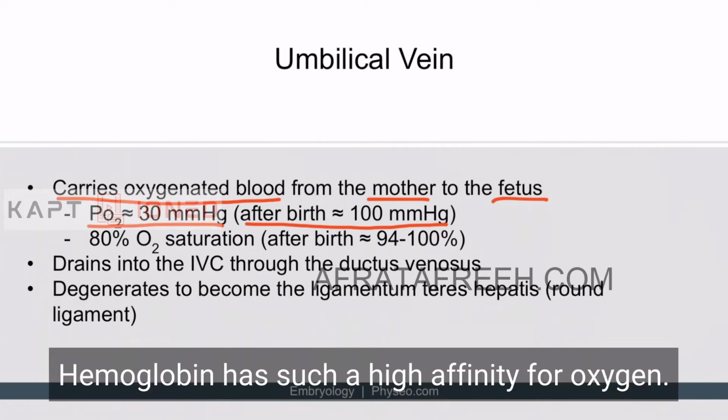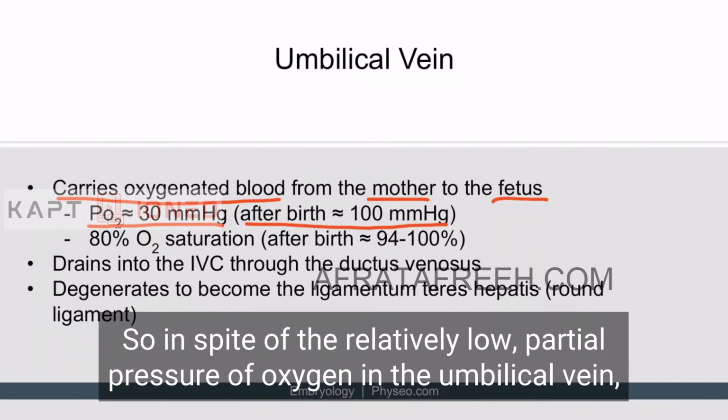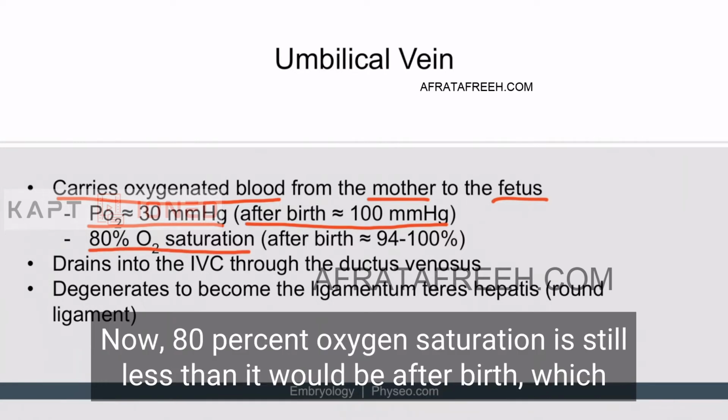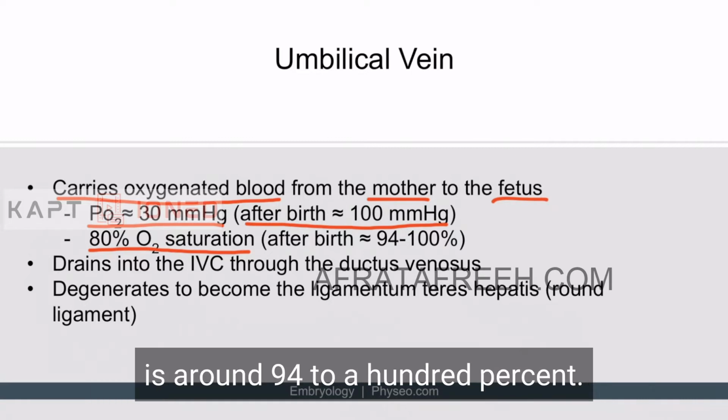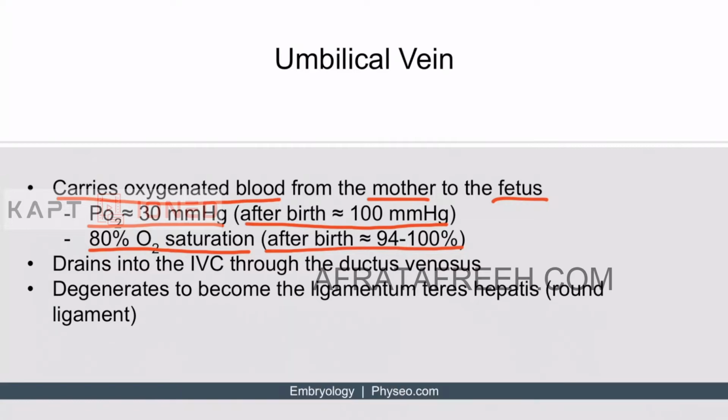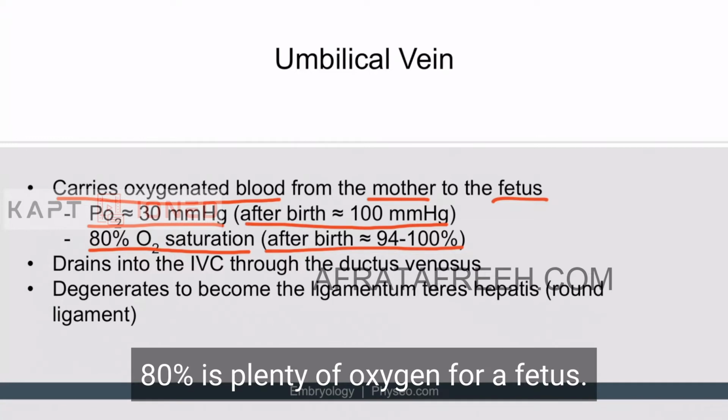However, fetal hemoglobin has such a high affinity for oxygen, so in spite of the relatively low partial pressure of oxygen in the umbilical vein, the oxygen saturation still reaches about 80%. Now, 80% oxygen saturation is still less than it would be after birth, which is around 94 to 100%. In fact, for a healthy person after birth, 80% is far too low. However, 80% is plenty of oxygen for a fetus.